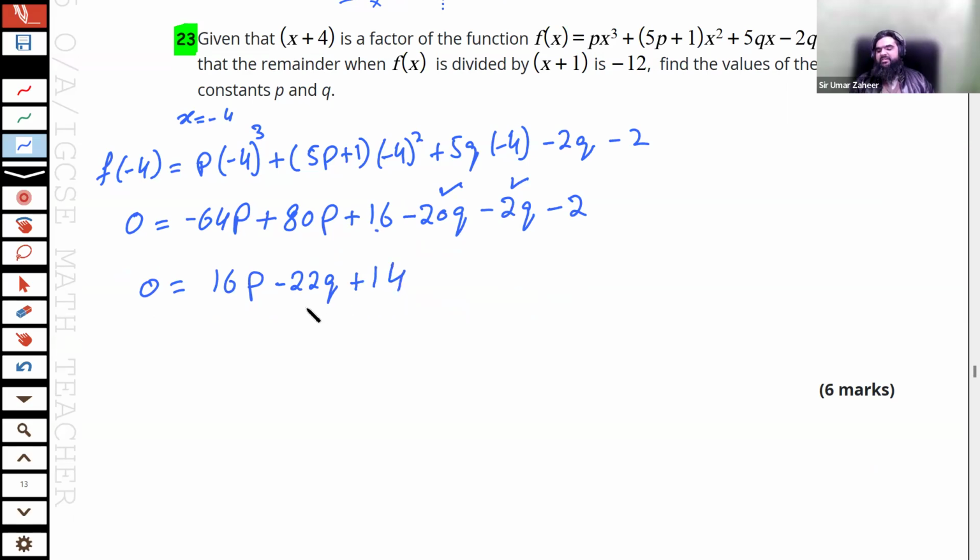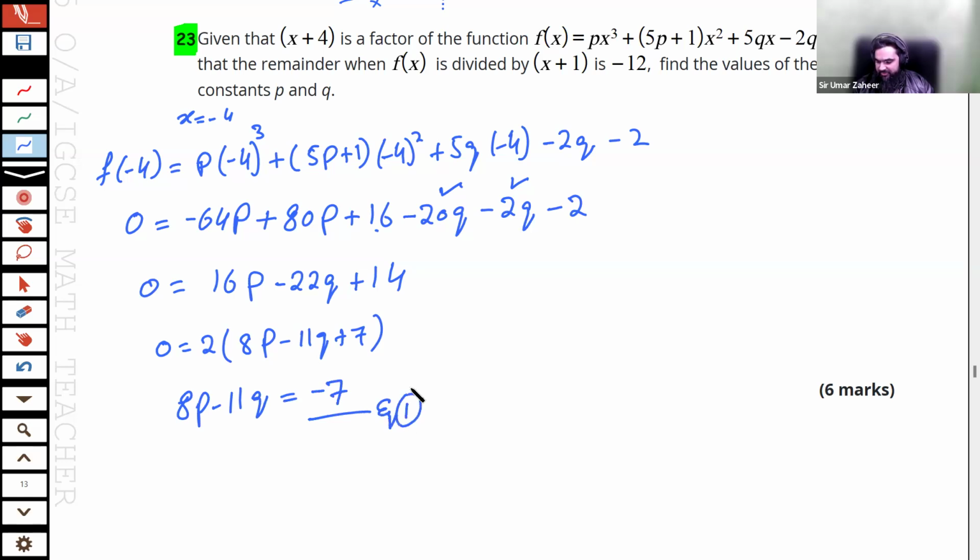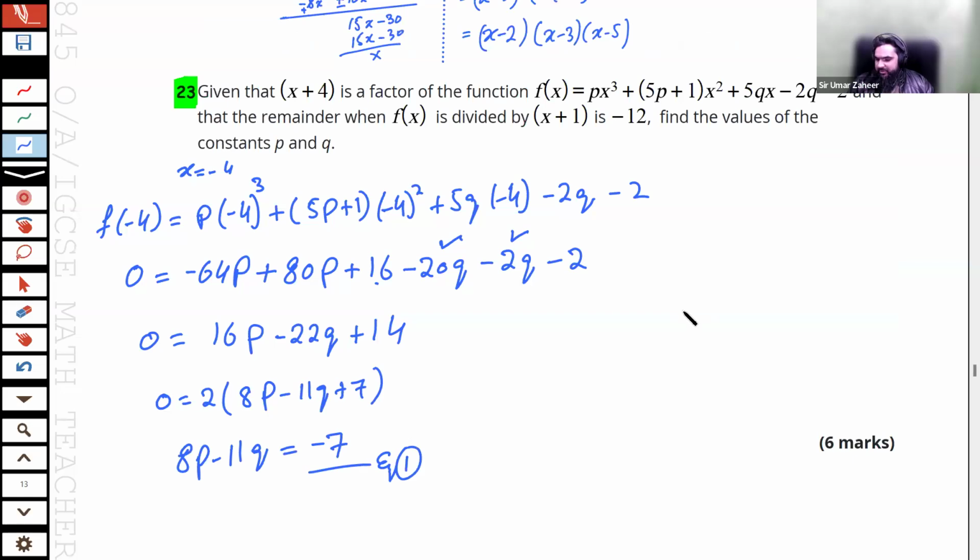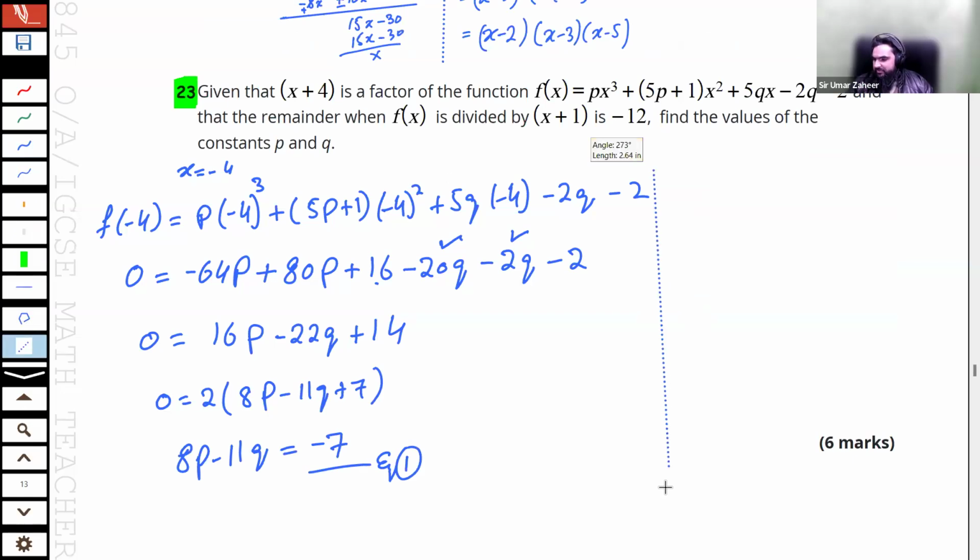Now from here, I can make the equation smaller. You have to take 2 as a common factor. I'm going to get 8p minus 11q plus 7. So the final answer will be 8p minus 11q is equal to minus 7. This is my equation 1 in the standard form. You can take p first, q second, or q first, p second, okay? Now, in the same way, you have to find the second equation.